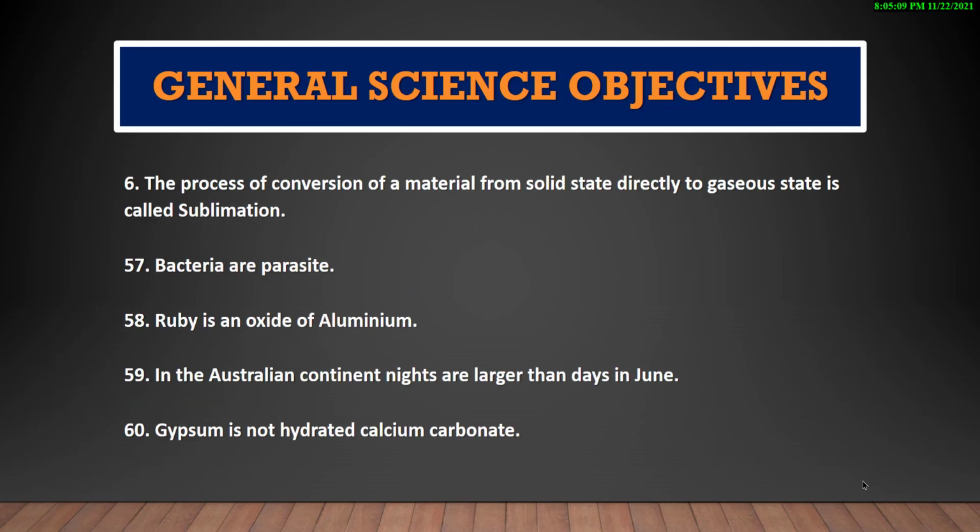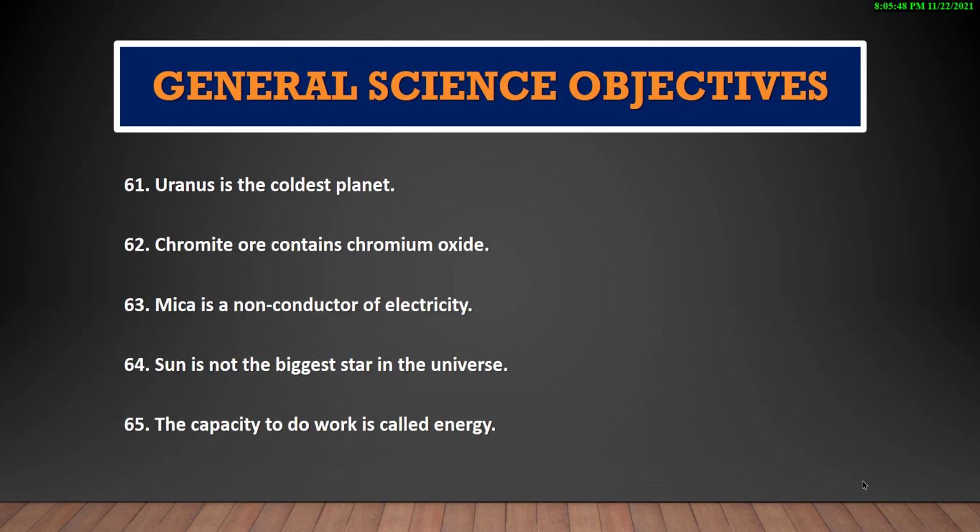The process of conversion of a material from solid state directly to the gaseous state is called sublimation. Bacteria are parasites. Ruby is an oxide of aluminium. In the Australian continent, nights are larger than days in June. Gypsum is not hydrated calcium carbonate. Uranus is the coldest planet. Chromite ore contains chromium oxide.